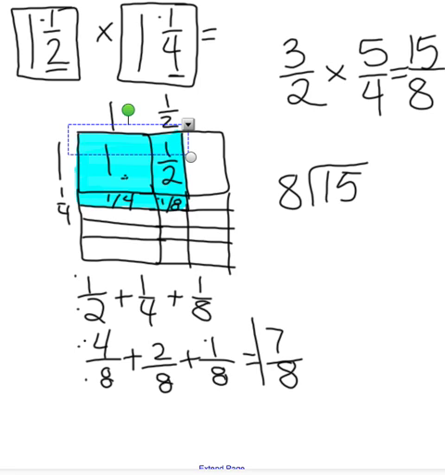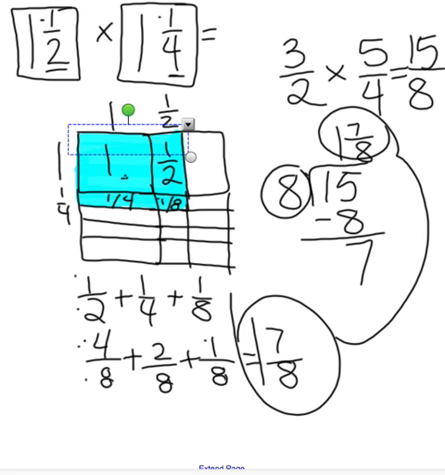Okay, 15 divided by 8. How close can we get? Audrey? 1 time, right? So we're going to subtract that like we normally would. 15 minus 8 is what? Adriana? 7. And now that's how many pieces we have left, so that turns into our remainder. That turns into our numerator. And then our denominator is still 8 pieces. Yep. Good.